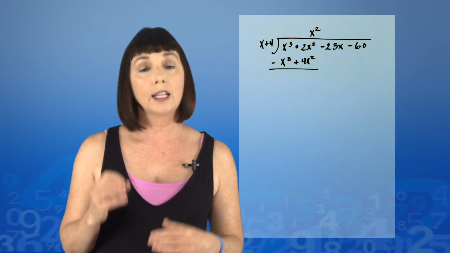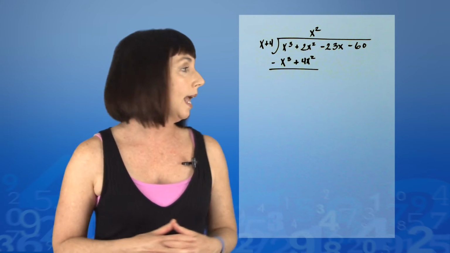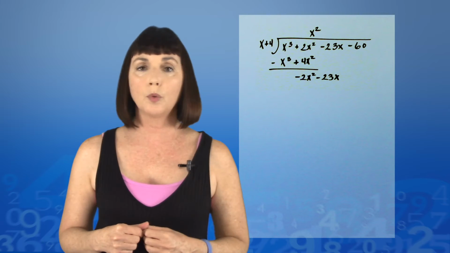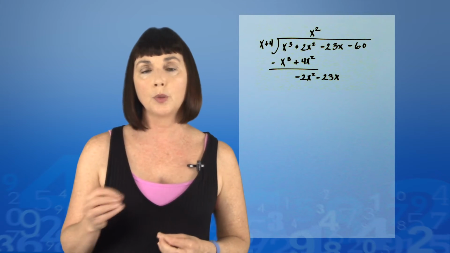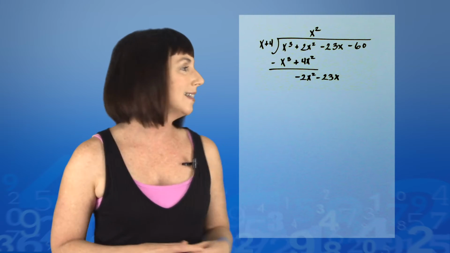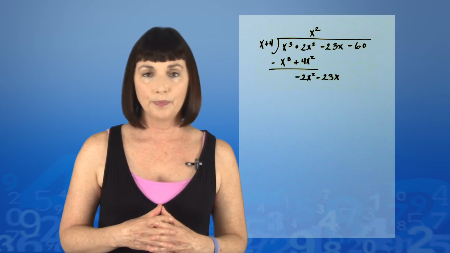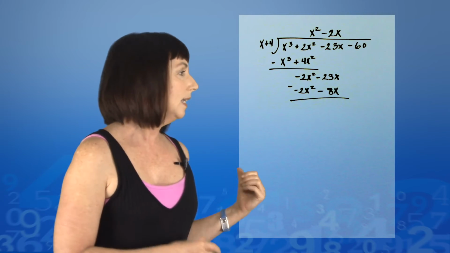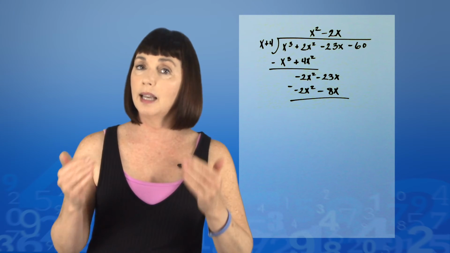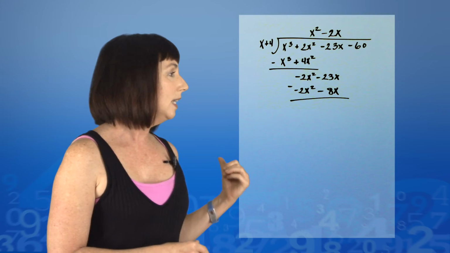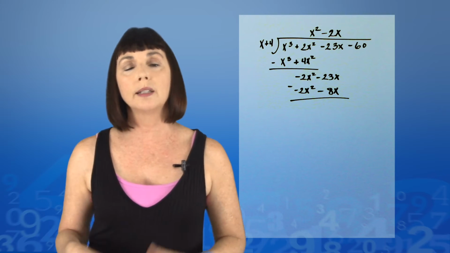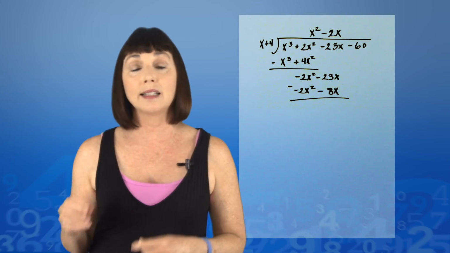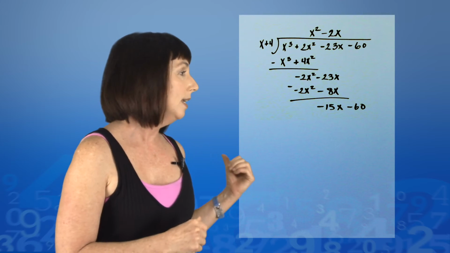We subtract. X cubed terms go away. And then we have 2x squared minus 4x squared. That leaves us with negative 2x squared. We bring down our next term, minus 23x. What is negative 2x squared divided by x? It's minus 2x. So we put that up at the top and we multiply, and we get negative 2x squared minus 8x. Again, we're subtracting. So negative 2x squared minus negative 2x squared is 0. And then we have negative 23x minus negative 8x. That's like plus 8x. So that leaves us with negative 15x.